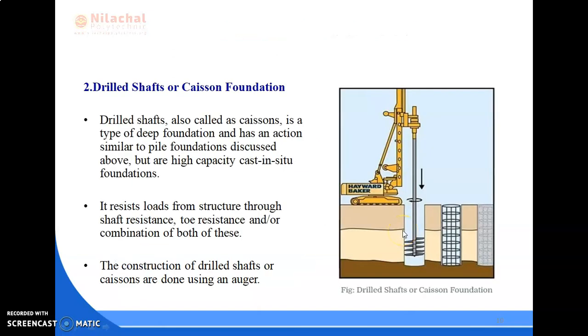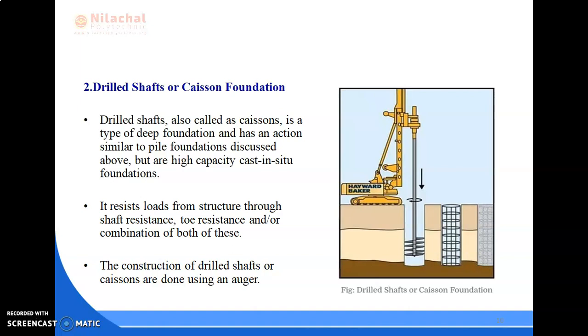Next is the drilled shafts or caisson foundation. Drilled shafts, also known as caissons, are a type of deep foundation and have an action similar to pile foundations, but are high capacity cast-in-situ foundations. It resists load from the structure through shaft resistance, toe resistance, or a combination of both of these.